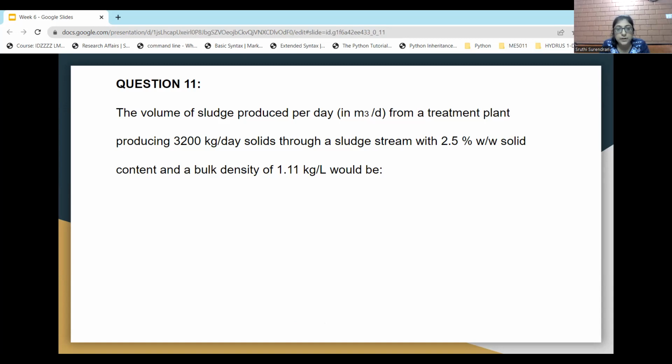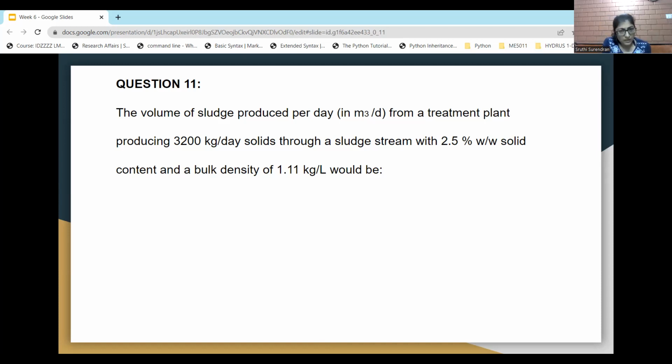The volume of sludge produced per day in meter cube per day is what they're asking. They're saying they're producing 3,200 kilogram per day solids. Here they have given us the solids amount, that is 3,200 kilograms of solids are produced in a day with a 2.5 percentage weight by weight solid content. Earlier, if they had given us V by V, here they have given 2.5 percentage of weight of the solid to the weight of the sludge is the percentage value they have given, and a value of bulk density is also given.